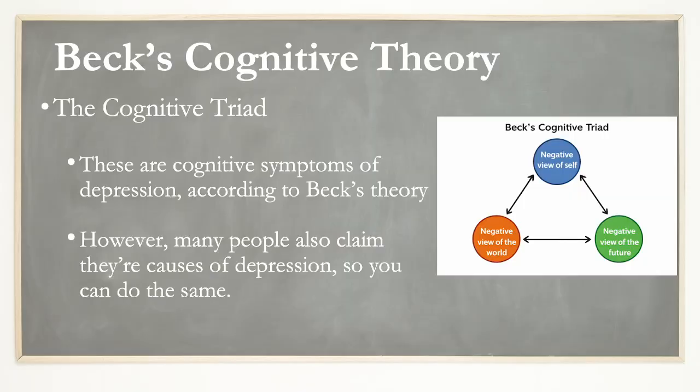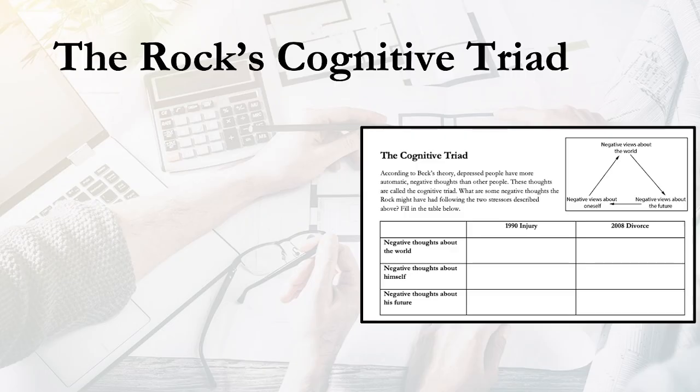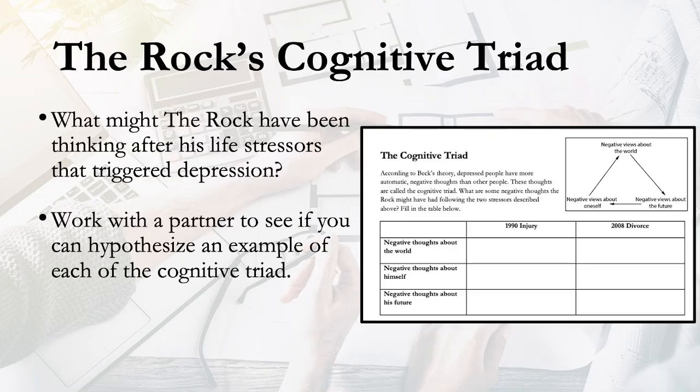So very simple, Beck's cognitive theory. We begin with the cognitive triad. Now, these are actually symptoms of depression, but most people talk about them as causes, and it would be accepted in the IB exam, I'm sure, since it usually is, that they are potential causes. So it's a nice, straightforward way to begin, right? These negative thought patterns cause depression. Nice and easy, okay? Now, let's apply this to the Rock, right?